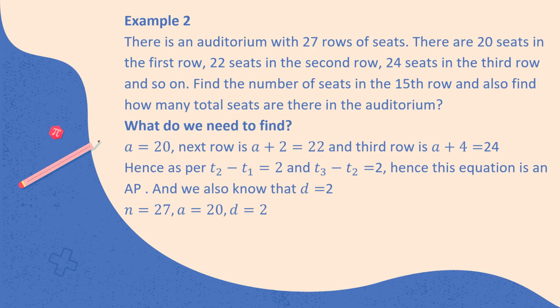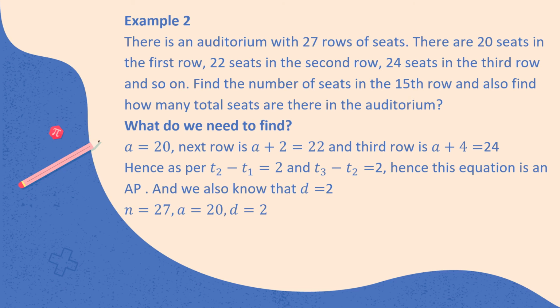Example number 2. Now either of those two problems you would definitely see in the exam. This is an interesting one. It says that in an auditorium there are 27 rows of seats, and there are 20 seats in the first row, 22 in the second row, and 24 in the third row. Without spending too much time, 20, 22, 24, yes, this is an AP because the difference is 2, and T2 minus T1 and T3 minus T2 are equal. So d is 2. We need the number of seats in the 15th row, and how many total seats.